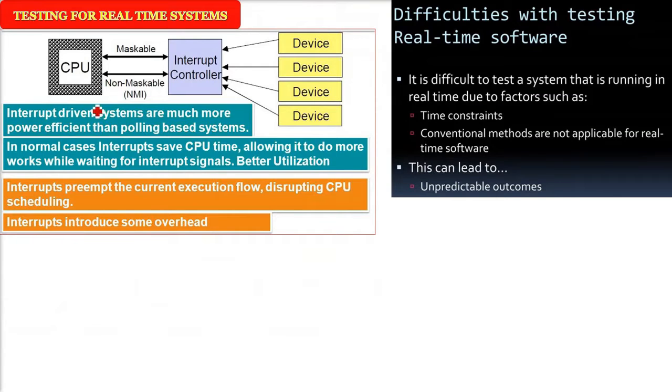Testing for real-time systems. First, you have to understand what real-time systems are. Real-time systems are all those systems where time is critical. Something has to happen in the prescribed time limit. The time constraint is rigid. If something has to happen in 1 millisecond, it has to happen in 1 millisecond.